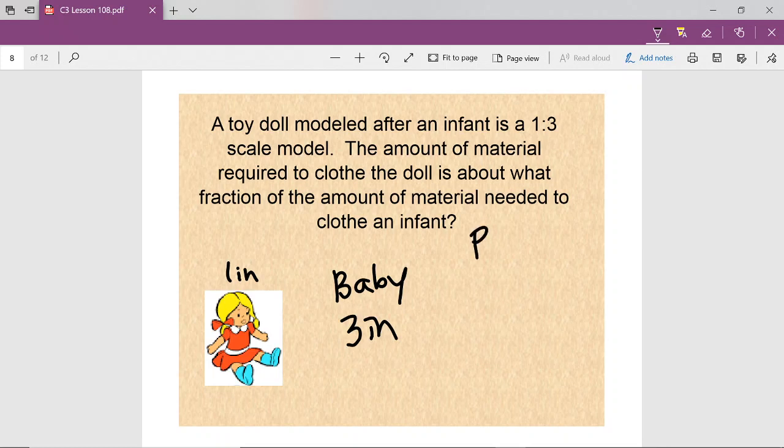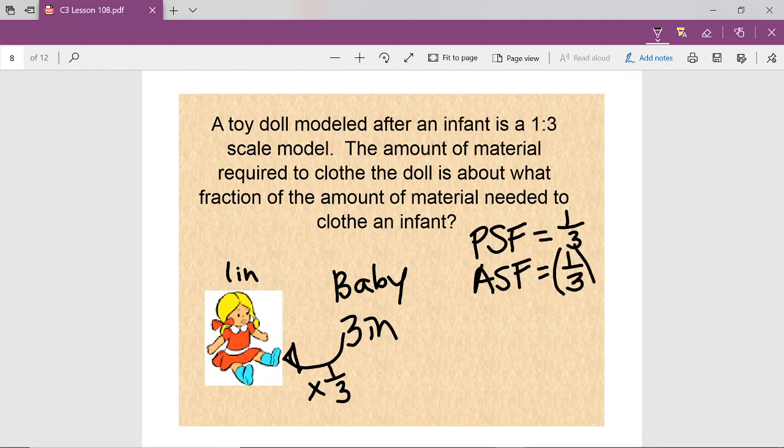So I need to go and find my perimeter scale factor in order to find my area scale factor and find that fraction. Well, going from baby to the doll, I would say I take a third. That's the relationship, 1 to 3. 1/3, that's the perimeter scale factor. So when I go to the area scale factor, I would square that and get 1/9. So whatever the baby is wearing, 1/9 of it would be needed for that doll.